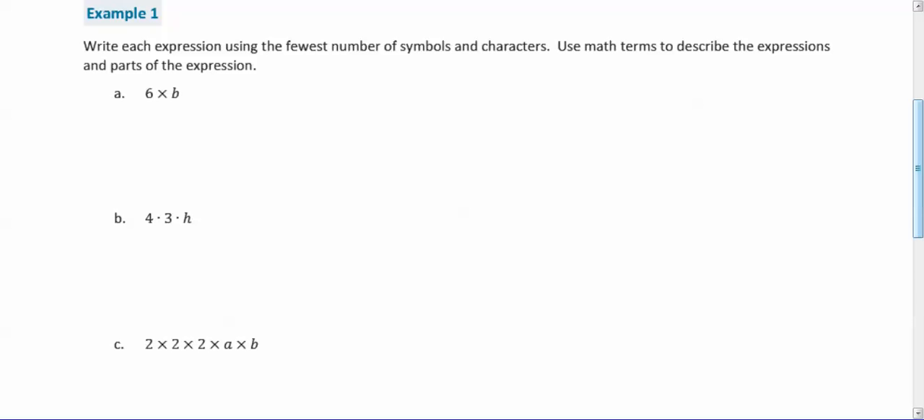So anyway, we're going to clean this up. We're going to be really minimalistic about how we write these things. As you advance through different algebra classes, you'll notice we don't use the X anymore for multiplication. We use either a dot, or in algebra, we just use coefficients, right? So instead of writing 6 times B out like this, how would we write that? Hunter? 6B, very good. All right, and we have 4 times 3 times H.